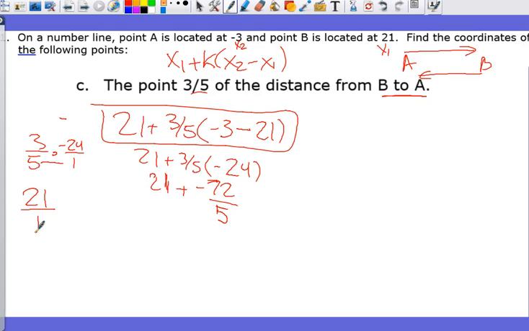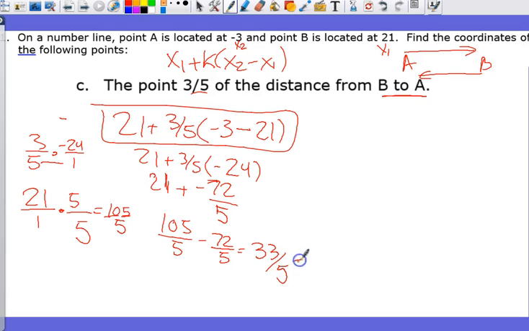21 is the same as 21 over 1, right? To get the 5 on the bottom, we have to multiply 1 by 5. We can't just multiply the bottom by 5, we have to also multiply the top by 5. 21 times 5 is 105. 1 times 5 is 5. 105 over 5 minus 72 over 5 happens to be equal to 33 over 5, which is about 6.5.